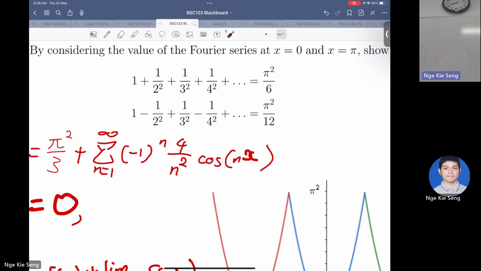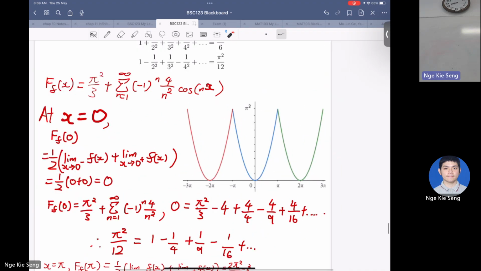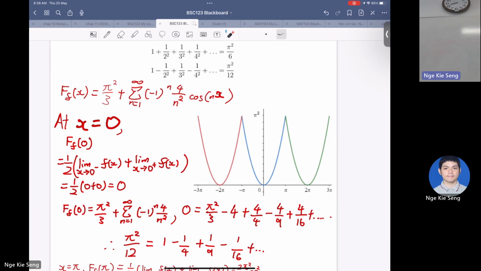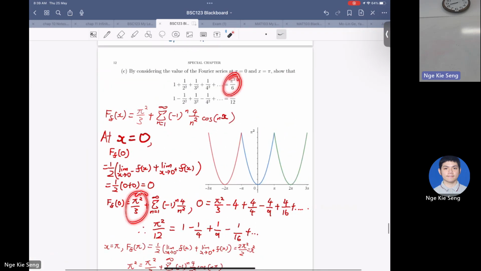So where does the pi pop out? Sometimes it pops out when you calculate the coefficient. The coefficient is the integral over some interval. In this case, you can see where this pi pops up. This pi number pops up when you compute the constant term of your Fourier series.